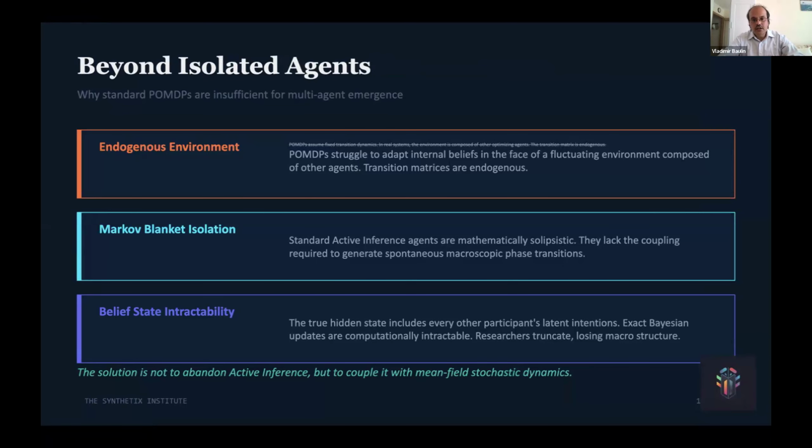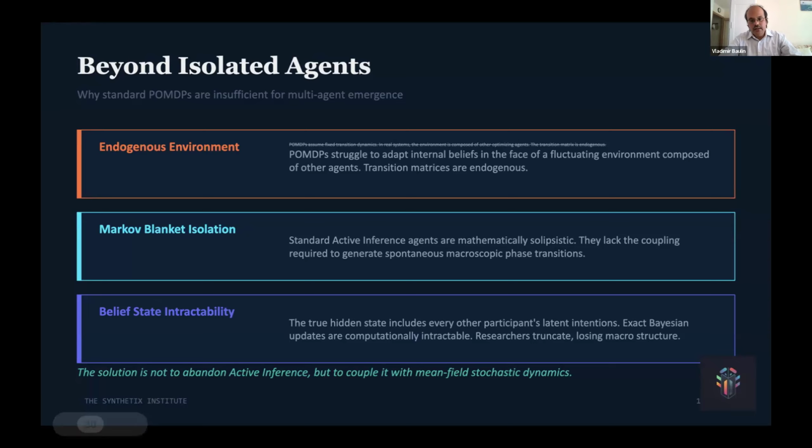And also this isolated agent is maybe found as a limitation. So what it does is it's trying to minimize its own state. It minimizes its own surprise inside this isolate. It has its boundaries, and because of this, it is decoupled from the dynamics of the external world. So there is an endogenous environment and Markov blanket isolation, and these two things may lead to some limitations.